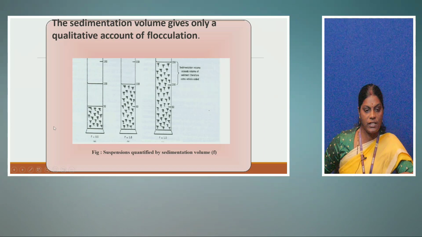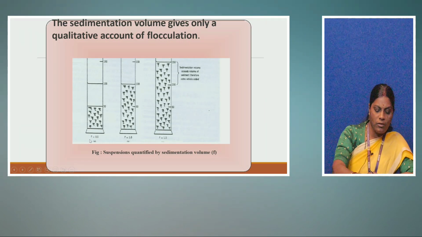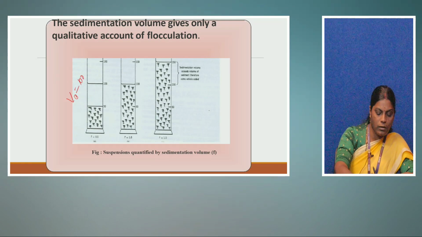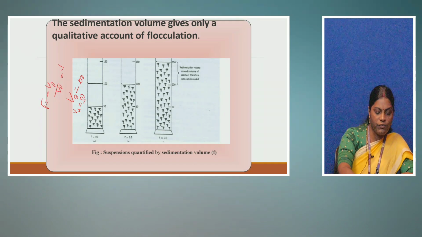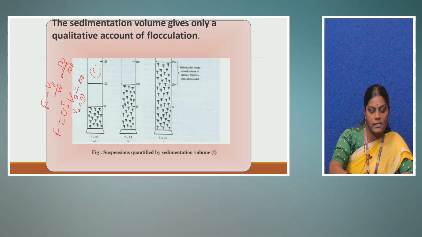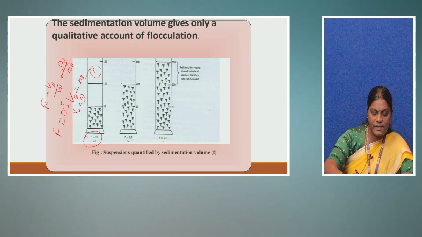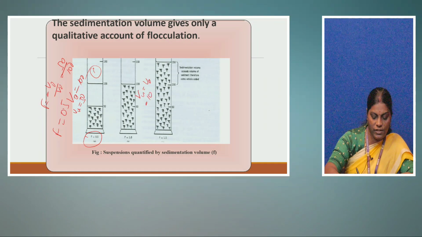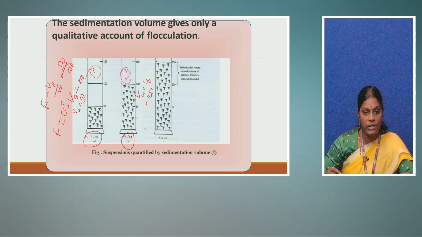Here in the diagrammatic representation, in the first case the initial volume of the suspension V naught is 100 ml, and Vu is 50 ml. If you calculate the sedimentation volume, F is equal to Vu by V naught, 50 by 100, which gives an F value of 0.5, less than 1. In the second case, Vu and V naught are both the same, 100. 100 by 100 gives 1. This second system is called flocculation equilibrium.